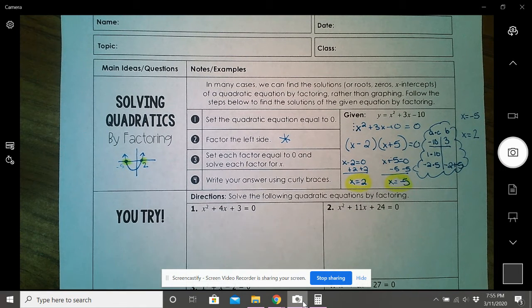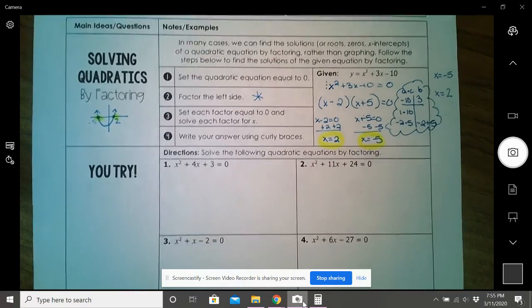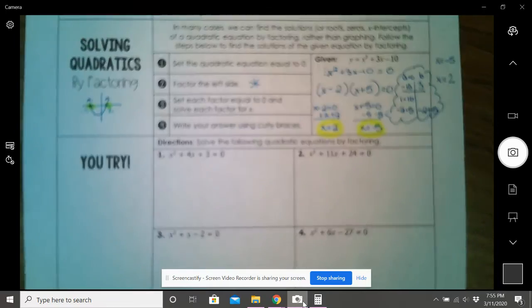So let's do some example problems here. A really good indicator is that you could take these over into Desmos, graph them, and confirm your answers. And that is what we're going to do. All right, let's take a look at number 1.